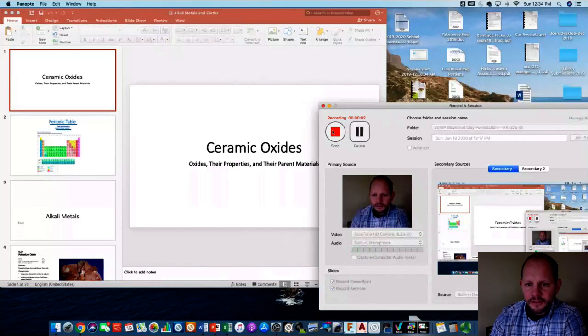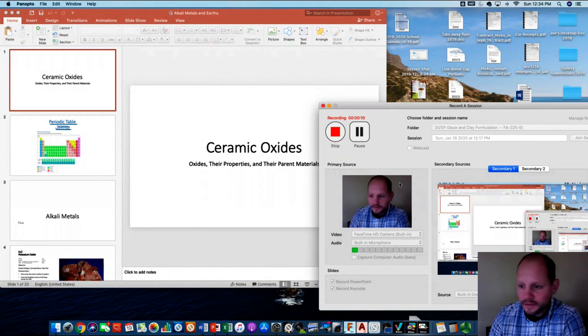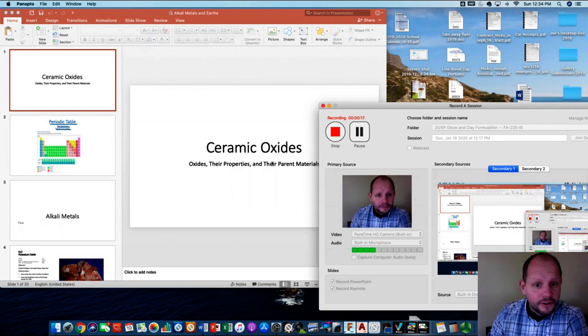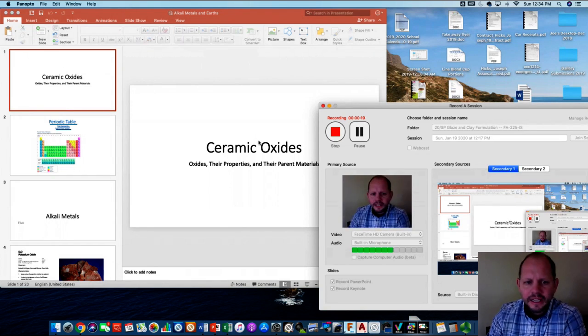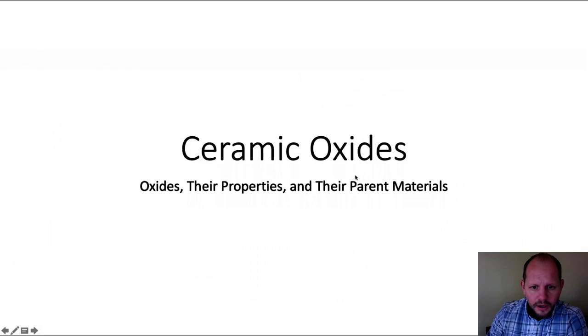Okay, this is recording number 2. I'm using the webcam, make it a little bit more personal this time. So I want to talk about this presentation. This is the alkali metals and earths. Basically, I'm going to start talking about the ceramic oxides, their properties, and their parent materials.